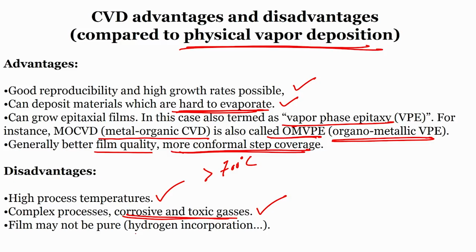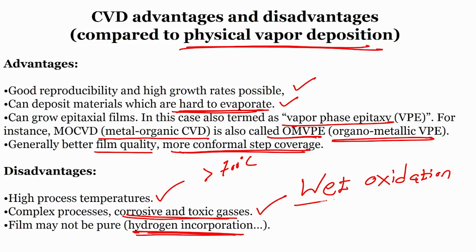The film may not be pure because of hydrogen incorporation; you should always remember this. We talked about hydrogen incorporation when we discussed wet oxidation and the advantages of dry and wet oxidation. What we found is that in wet oxidation the growth is higher, however there will be pores because of the hydrogen incorporation, and that will cause a problem in your MOSFET. That is why we do not grow gate oxide using wet oxidation.